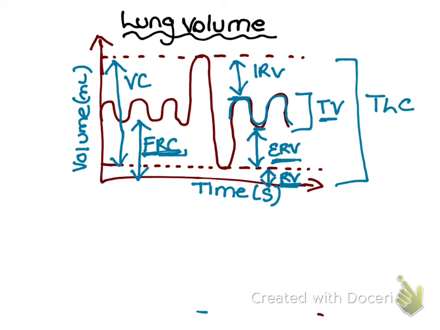Just to recap the graph, we have tidal volume, which is represented by these small peaks. Then we have expiratory reserve volume, which is from the end of the tidal volume to residual volume. Then we have inspiratory reserve volume, which is from the peak of the tidal volume to the maximum total lung capacity. And then we have the residual volume here at the bottom, and FRC, which is a combination of the expiratory reserve volume and the residual volume.